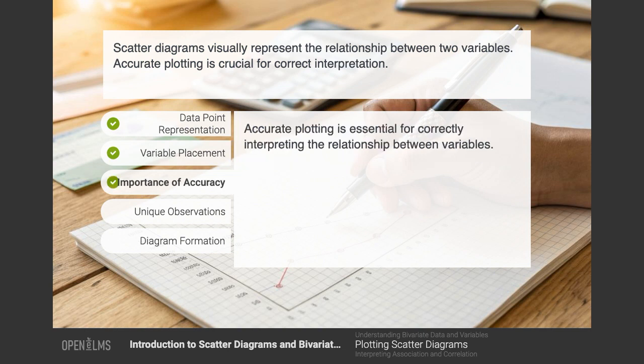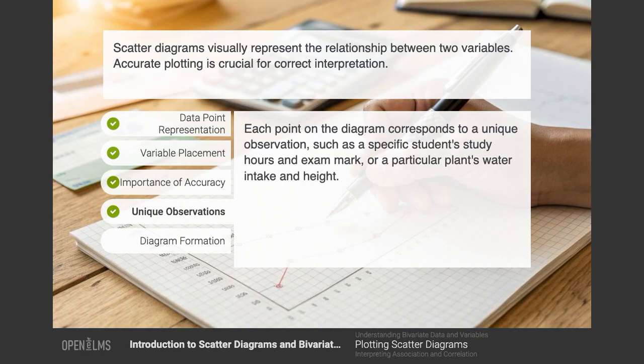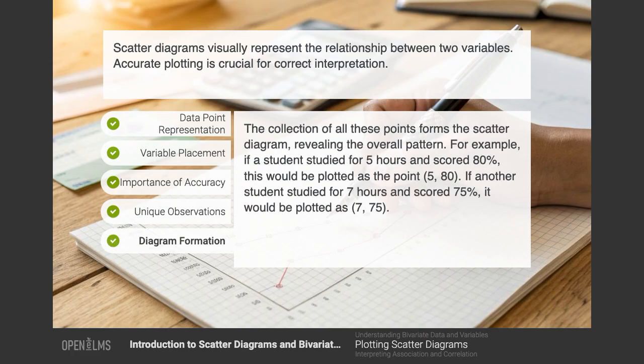Accurate plotting is essential for correctly interpreting the relationship between variables. Each point on the diagram corresponds to a unique observation, such as a specific student's study hours and exam mark, or a particular plant's water intake and height. The collection of all these points forms the scatter diagram, revealing the overall pattern.